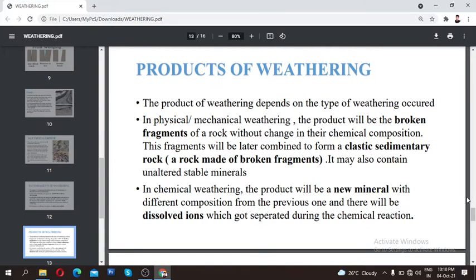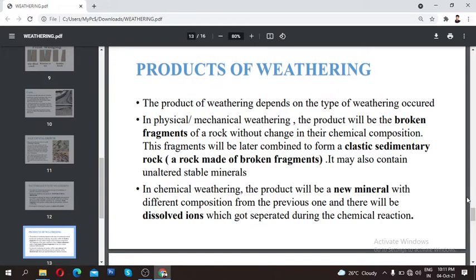Then, next is chemical weathering. In chemical weathering, the product will be a new mineral with a different composition from the previous one, and there will be dissolved ions which got separated during the chemical reaction. As we know, a chemical reaction takes place in chemical weathering. So what will happen after this chemical reaction? A particular compound of a particular composition will be formed, and the parent rock will also exist as a new compound with a particular chemical composition. Say, for example, there was a rock that is calcium carbonate. During various processes, this is just an example, if this calcium and carbonate are separated and formed as two individual compounds or fragments, what will happen?